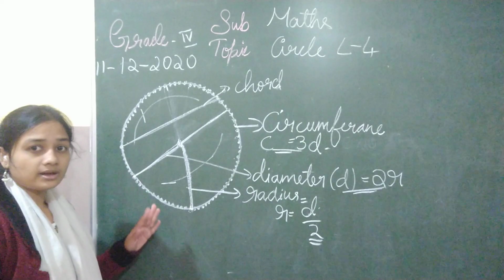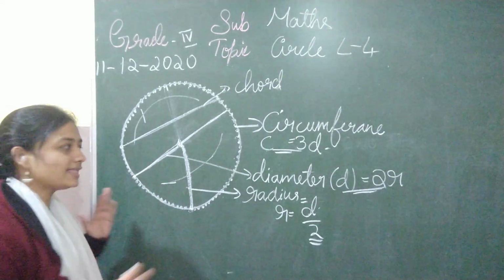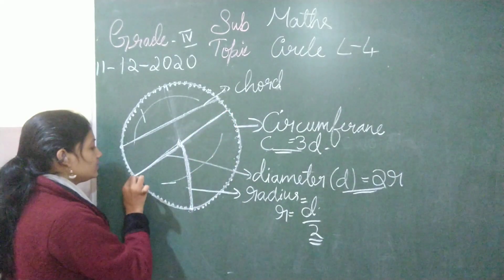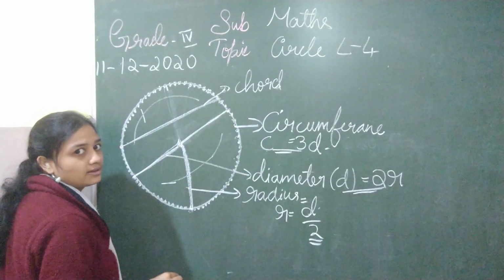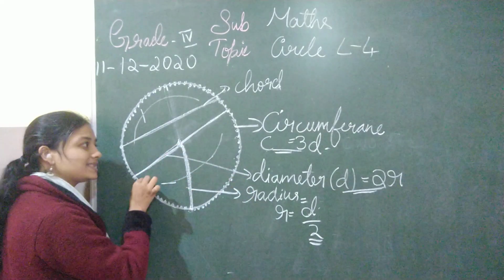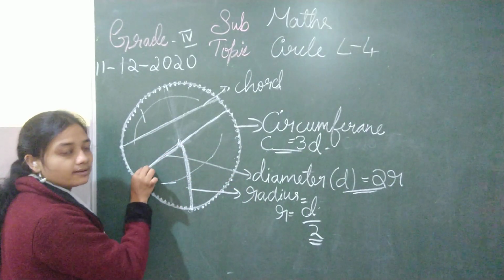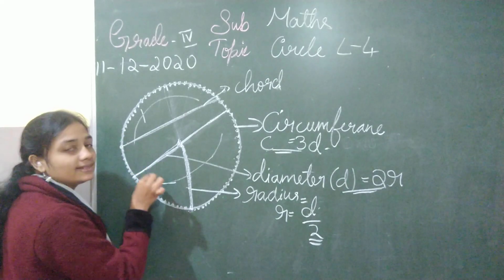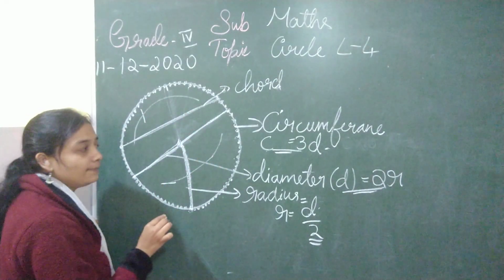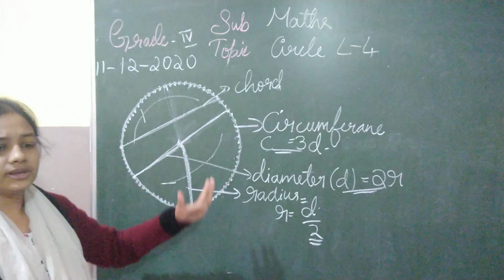And in the circle, the biggest chord is nothing but the diameter. This also is a chord, right? Because it is joining two points on the circle and it passes through the center, so it is called a diameter. But still, even this is a chord, and this chord is the biggest chord in the circle. Okay? So you learned all the important terms.